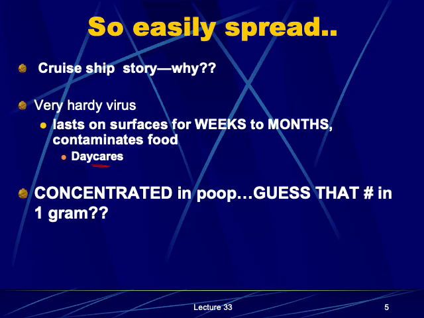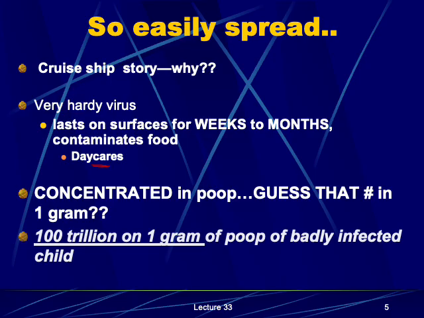All right? We can't do it now, but here's an incredible number. This is worth memorizing. 100 trillion viruses in a gram of poop of a badly infected child. So you're like, wow, 100 trillion. But then you're like, well, maybe if the dose is a million or a billion, okay, that's not too bad.